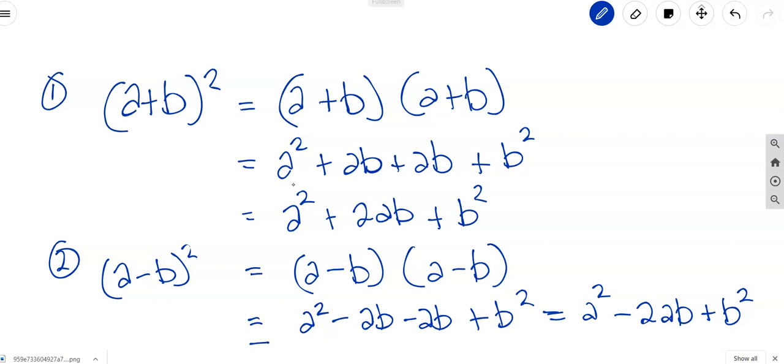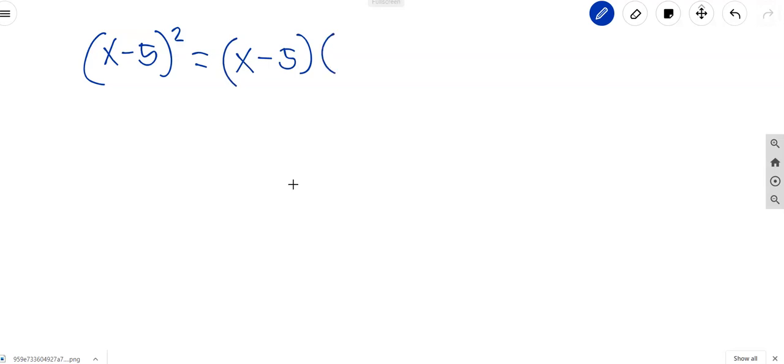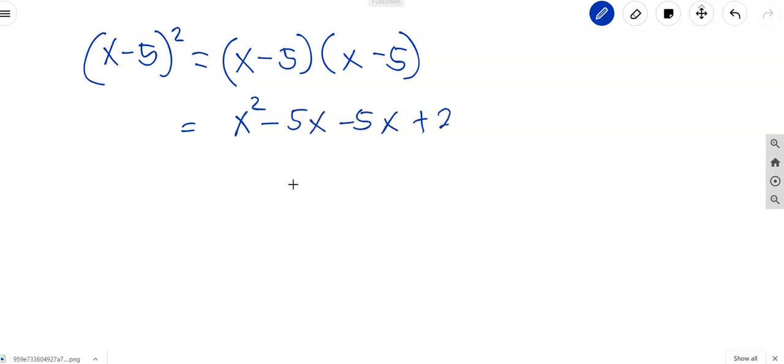Let's try some examples. Example number 1. If we have x minus 5 squared, what will be the product? Then we will have x minus 5 times x minus 5. So this one will give us x squared minus 5x minus 5x plus 25. So therefore, the product is equal to x squared minus 10x plus 25.